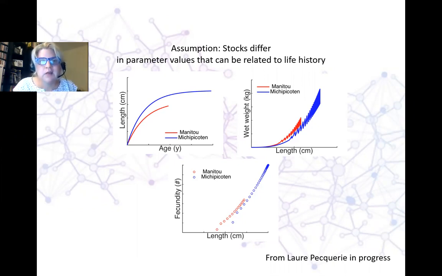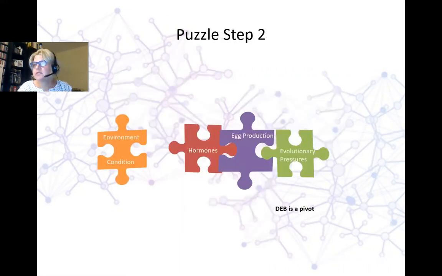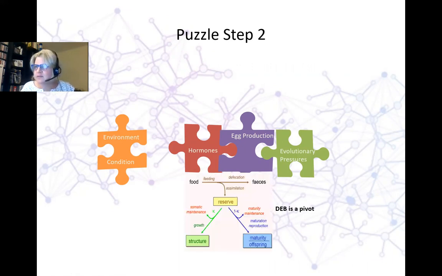We also have another type of morph we're looking at, which is a siscowet, which is completely different than these lean types. But we're going to keep moving on this to see if we can link some of these DEB parameters to some of these life history characteristics. So again, that's linking. This is maybe a step forward to try to get some of these evolutionary pressures incorporated into this puzzle piece, these frameworks. And DEB is a really useful pivot.